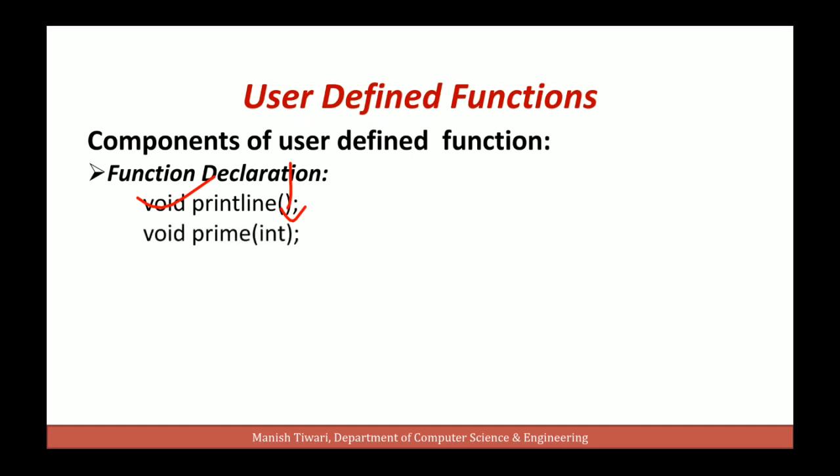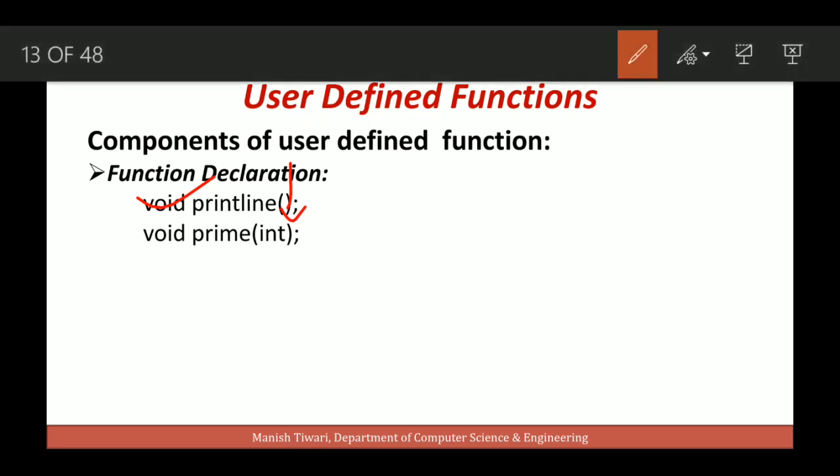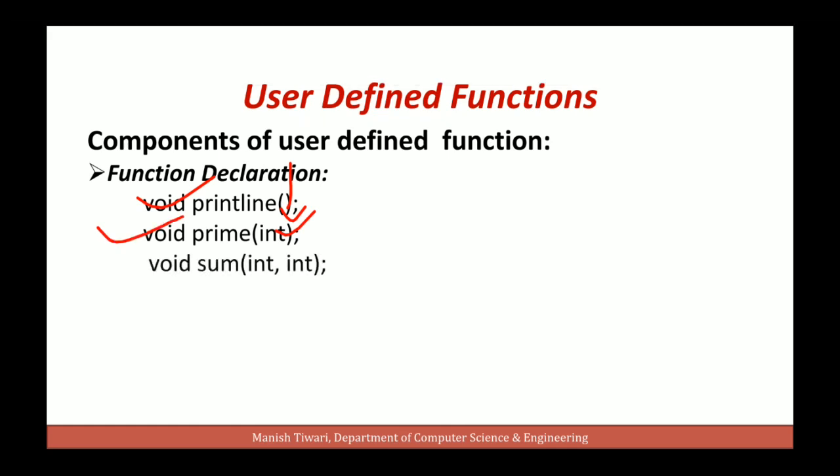Here is another example, void prime int. This function will take an integer as input, and this function will not give any output. This is why I have written void here. This is the third example, void sum int int. This function takes two integers as input, and this will not generate any output.